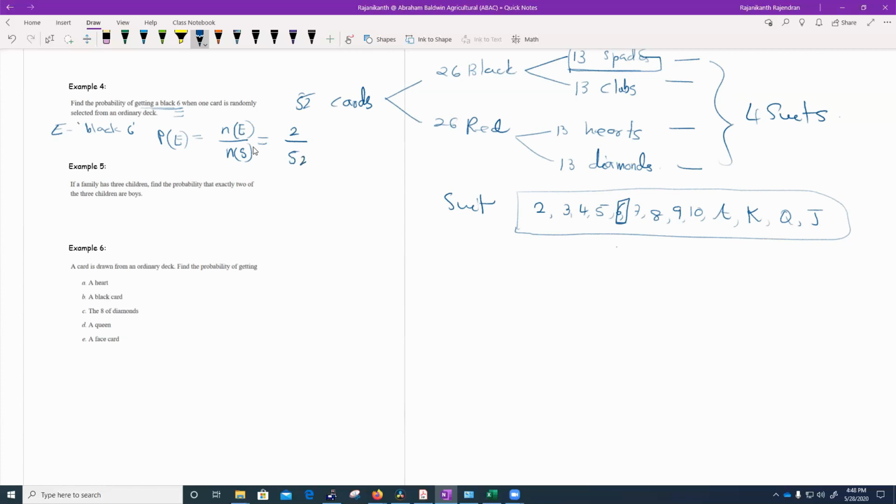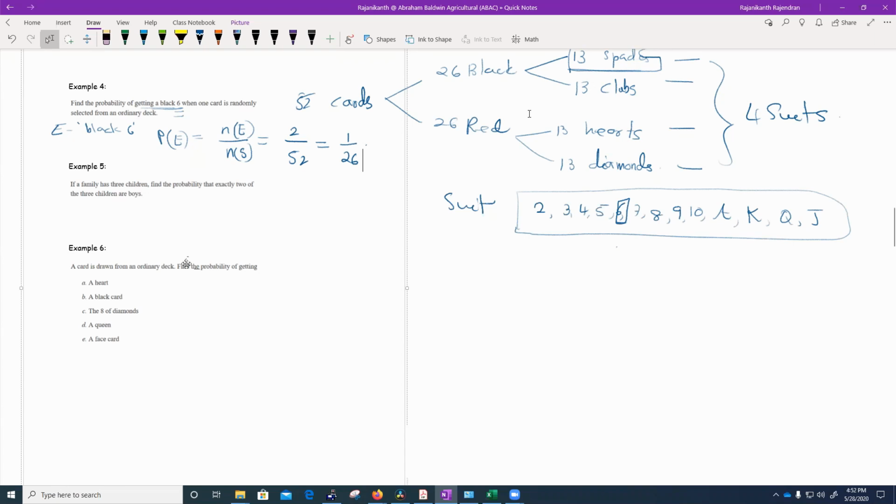Therefore, the answer is 2 over 52. If you want, you could simplify, but I'm leaving my answer as a fraction. Unless they ask you to, you could keep all your answers in fraction rather than writing in decimal, okay? Okay, let's look at example 5.